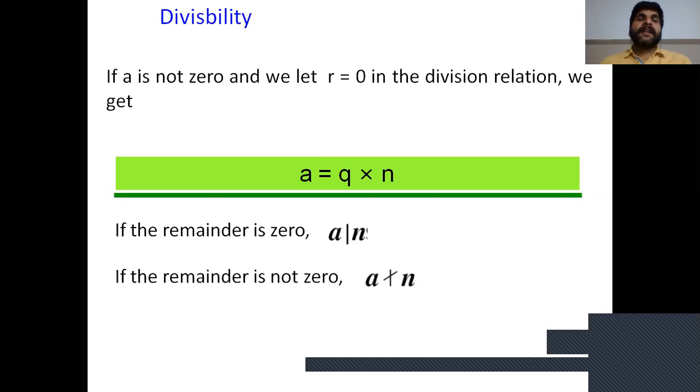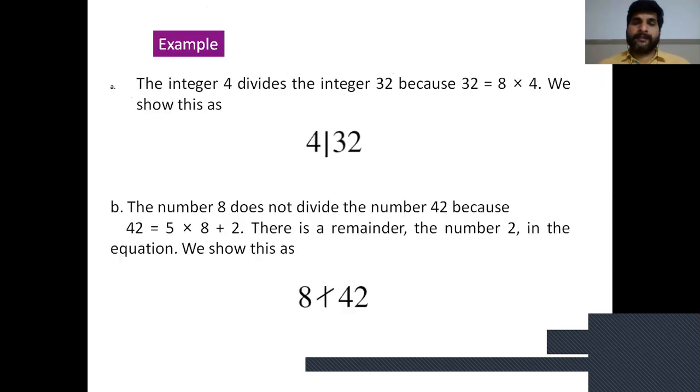Divisibility: if A is not 0 and we let R equal 0, the division relation gives A equals Q into N. If the remainder is 0, then N divides A. If the remainder is not 0, then A is not divisible by N. So if the remainder is 0, A is divisible by N, and we can write the relation as A equals Q into N. If the remainder is not 0, then A is not divisible by N.